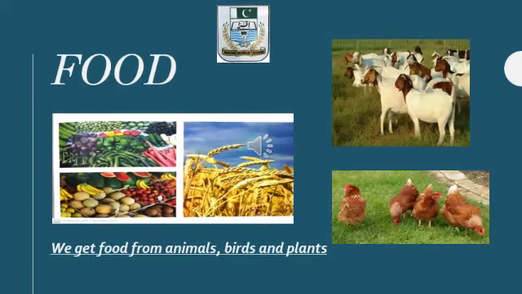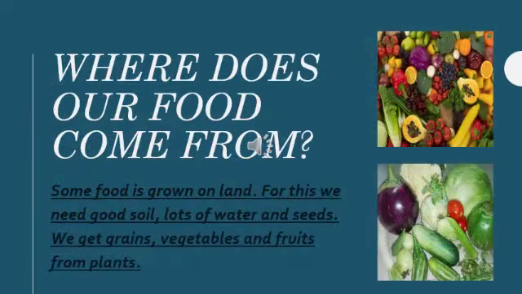Humans, animals and birds cannot live without food. We get our food in different ways. We get our food from animals, birds and plants. Do you know, boys, where does our food come from? Yes, some food is grown on the land. For this we need good soil, lots of water and seeds. We get grains, fruits and vegetables from plants.